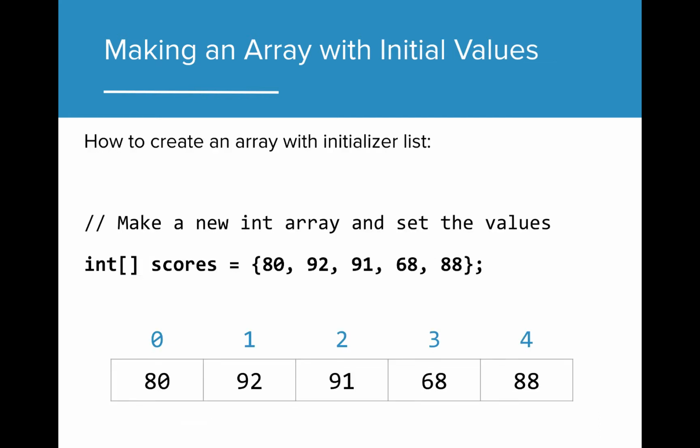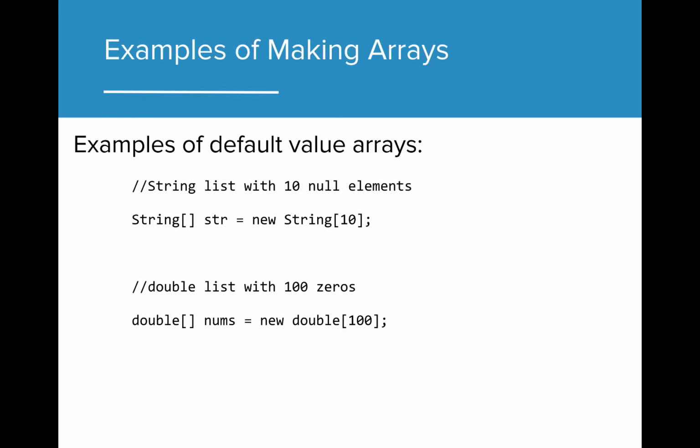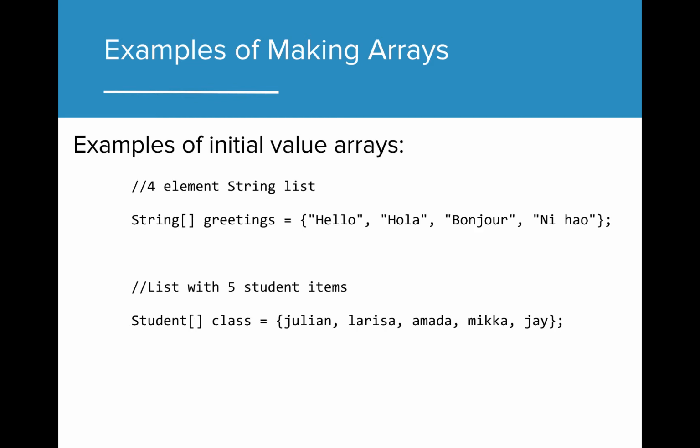We can also create arrays with an initialized list. Notice how the left side of the statement is the same as before. The right side now has a list of elements enclosed in curly brackets. This creates a 5-element array of integers. We can actually make an array with any type of element. Here are some examples with default values. Here are some examples with initial values.